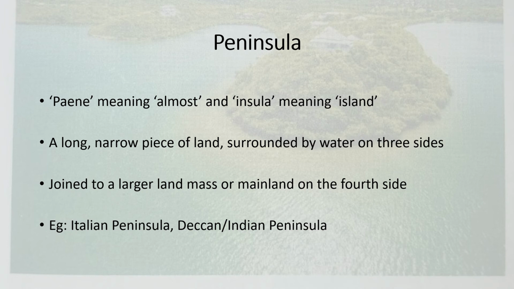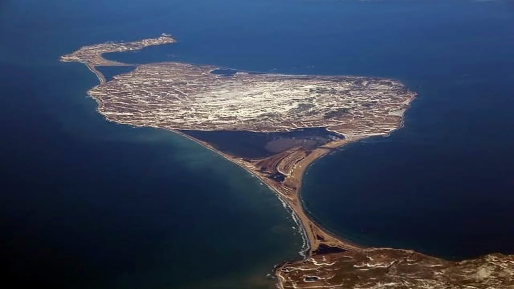Peninsulas can be very small, sometimes only large enough for a lighthouse maybe, and sometimes they can be very, very big. It may be a part of a country or an entire country by itself, and they are found in every continent. Examples: Italian peninsula and the Deccan Peninsula.